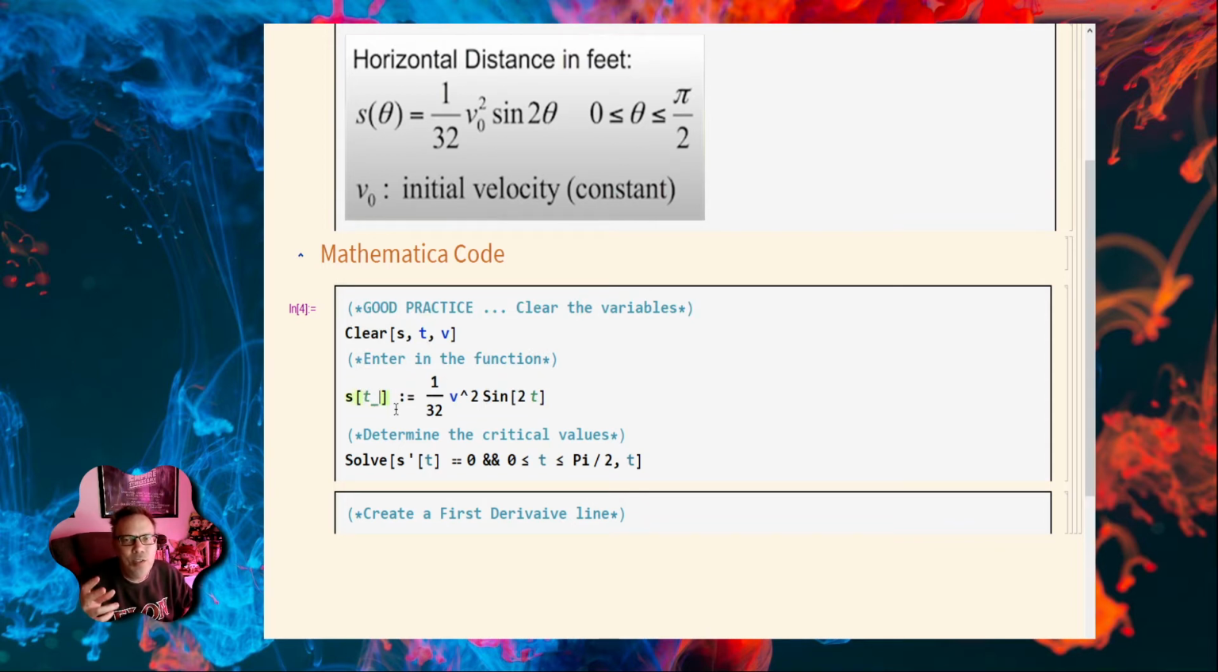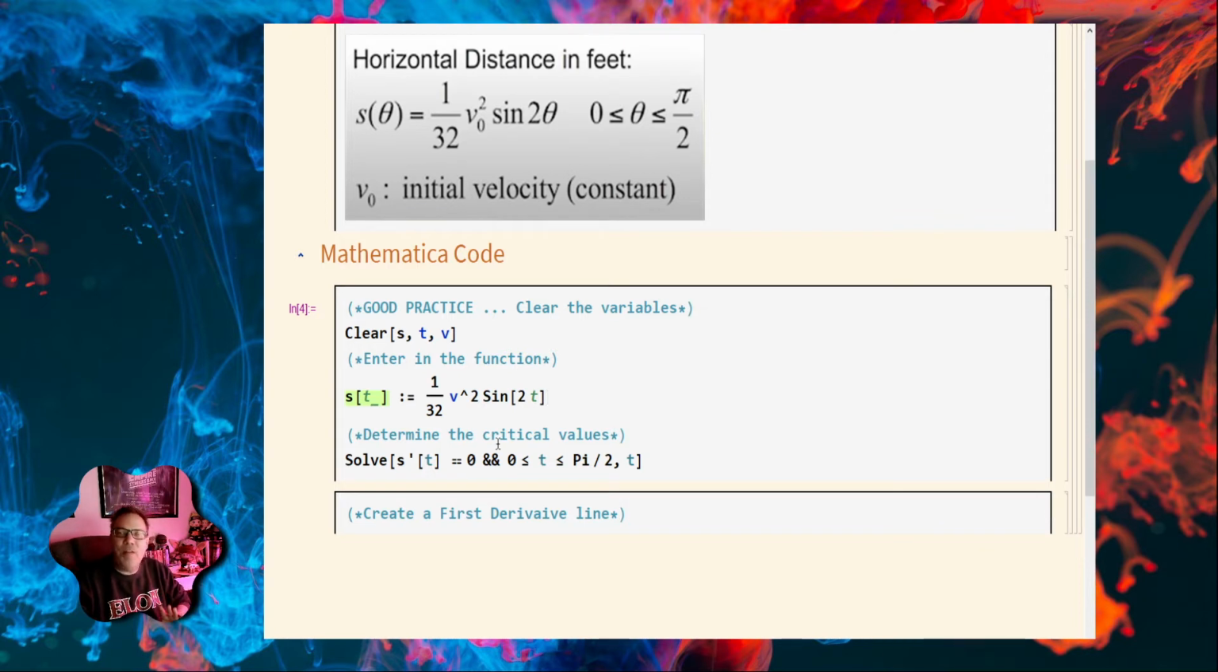Don't forget the underscore when you're defining functions. You'll also notice that in their definition, they do a v sub 0 squared. I'm not going to put a sub 0 in mine. I'm just going to put down a v instead of a v sub 0. So here's the function that I entered in. When I evaluate it, what I really want to do is take a derivative and set it equal to 0.